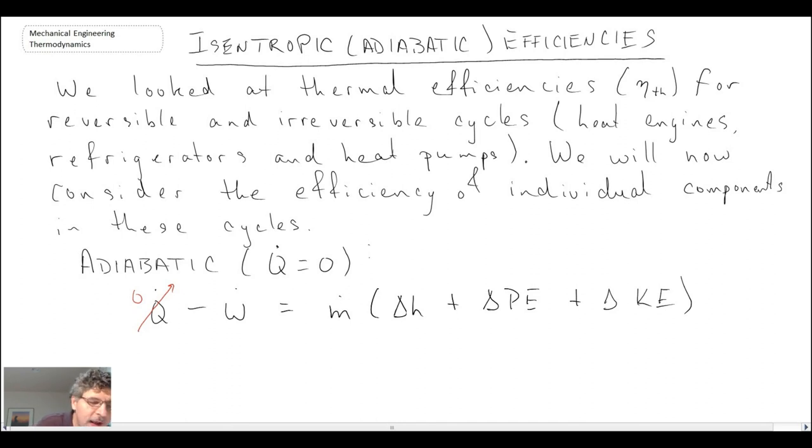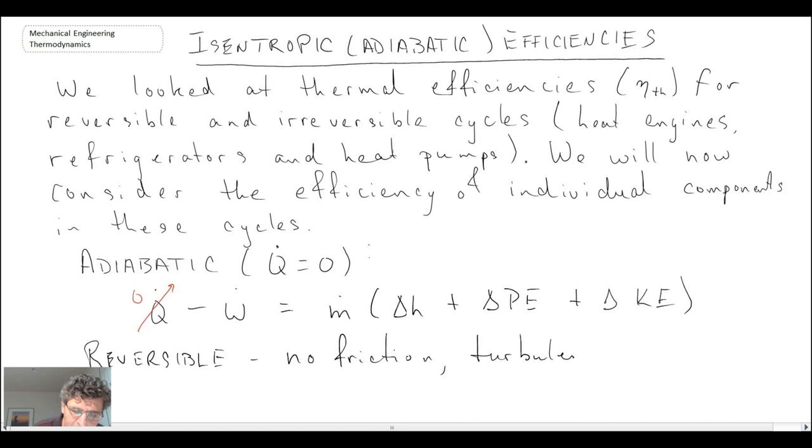Now, we said that this is for an adiabatic and isentropic efficiency. So if it's adiabatic and isentropic, that means that it needs to be reversible. And what does that mean? That means that there's no friction, turbulence, or really that should be viscous dissipation, because you can have viscous dissipation for a laminar flow. It does not necessarily need to be a turbulent flow. And other losses, such as rapid expansion, it's not quasi-equilibrium. Another thing could be heat transfer across finite temperature differences.